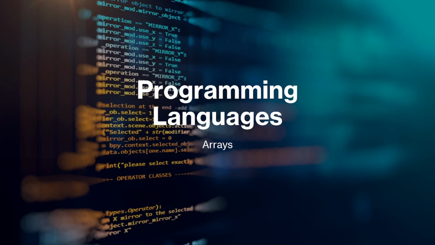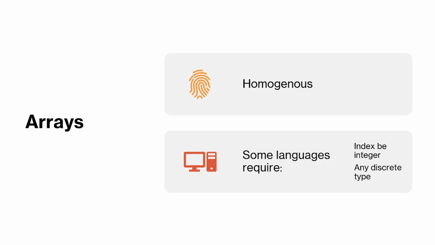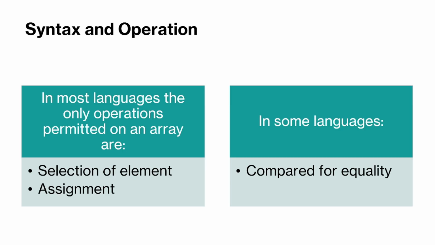Programming languages. Arrays. Arrays are homogeneous. Some languages require the index to be an integer, but most languages require it to just be any discrete type. So any scalar, you have floats, integers, doubles, whatever, right? The syntax and operations allowed to be done on arrays. Well, for most languages, the only two that are allowed are selection of an element and assignment.